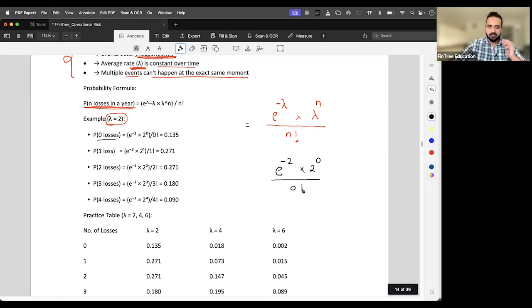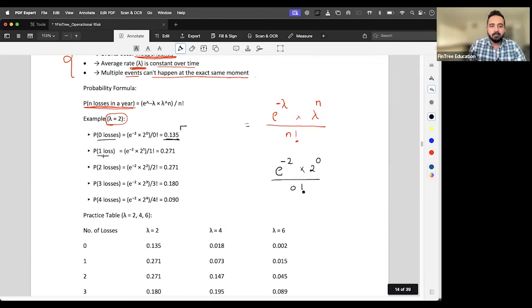Okay, so let's do the math. Let's do it together. I'm firing up your Texas calculator. I'm pressing 2 on the screen, making it negative, second e raised to x, STO1, then 2 raised to x 0, anything raised to 0 we know is 1, so STO2, and then 0 second x factorial, we know that that's also 1, STO3. So RCL1 into RCL2 divided by RCL3 gives me 13.53% probability.